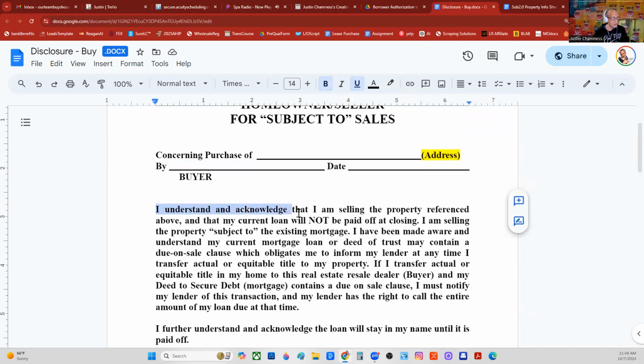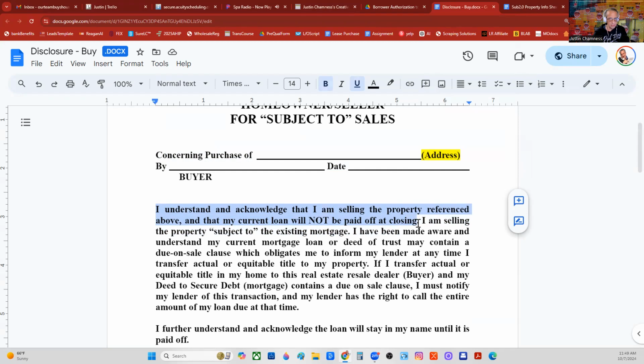I understand and acknowledge that I'm selling the property referenced above, and my current loan will not be paid off at closing. I'm selling the property subject to the existing mortgage. Now the seller is going to acknowledge that you're not paying off the mortgage.